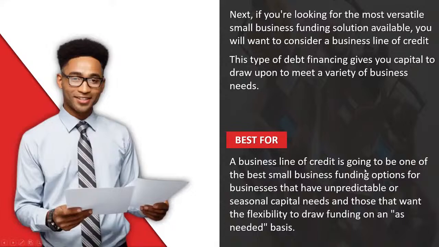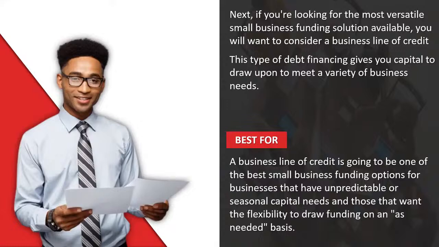A business line of credit is going to be one of the best small business funding options for businesses that have unpredictable or seasonal capital needs, and those that want flexibility to draw funding on an as needed basis. What that means is that with a loan, you're borrowing $100,000 over a certain period of time, making payments. With a business line of credit, you're getting access to a certain amount of money.